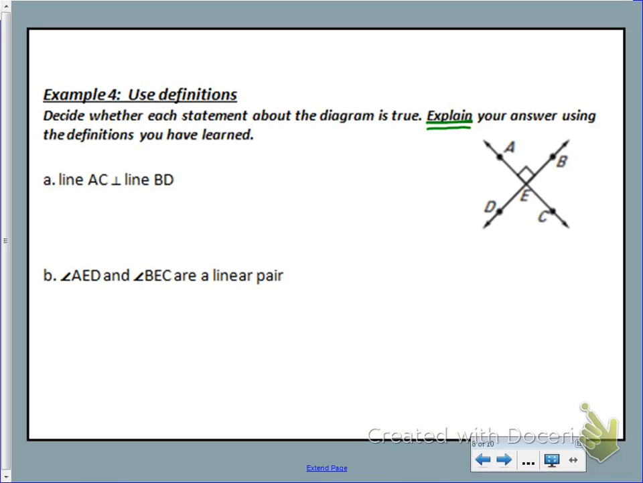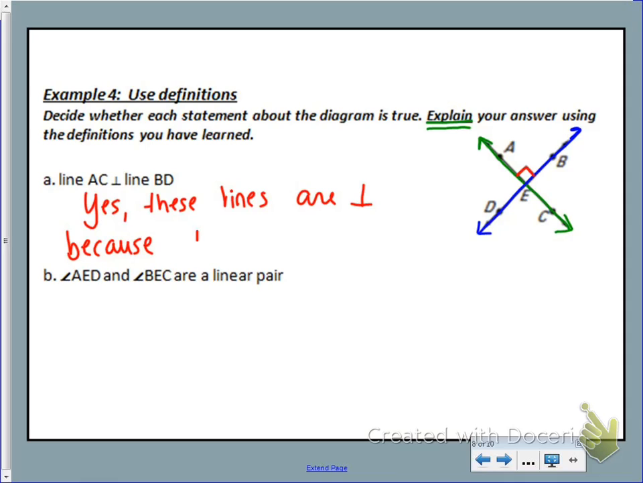Okay, so it says line AC is perpendicular to line BD. Line AC is perpendicular to line BD. Well, what do you think? Are those perpendicular? We need to look back at the definition. The requirement of perpendicular is that they intersect to make a right angle. Well, they tell us that these two lines intersect to make a right angle there. So yes, we have enough information to say these lines are perpendicular, but we need a because. Because they intersect to form a right angle.